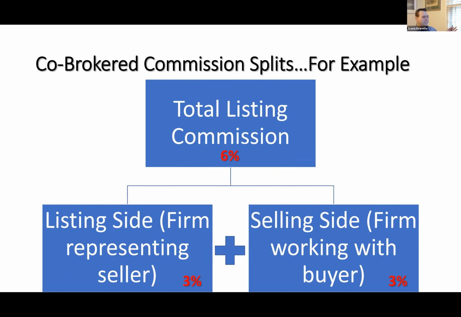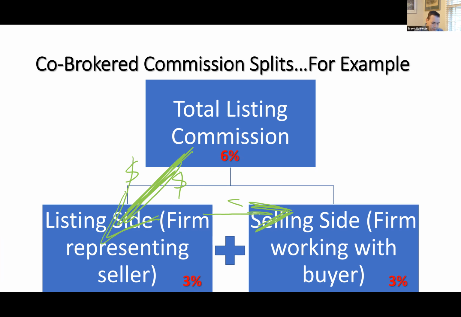So when we look at examples of different ways they can be split, they're not always split equally. Here we have a case where they are split equally. The total listing commission is 6%, and the listing firm is keeping 3% of that, while they are giving the selling side 3%. Because remember, think about how the money is really flowing in a co-brokered transaction. The seller is giving all the money to the listing firm, and then they are sharing some portion of that with the selling firm.